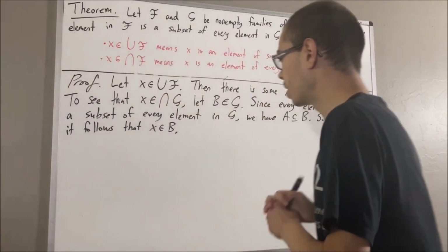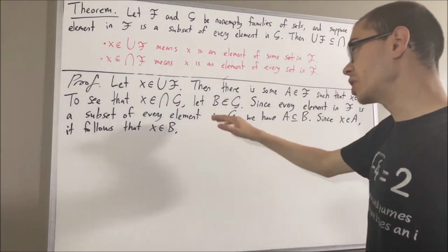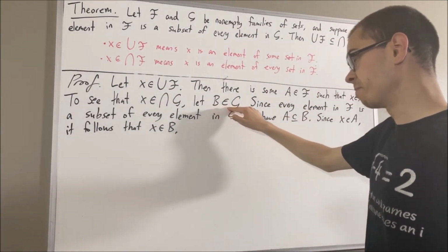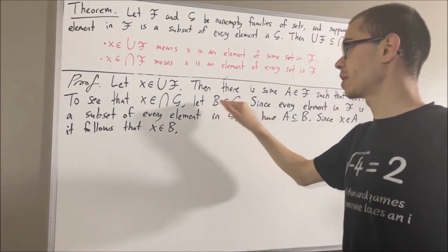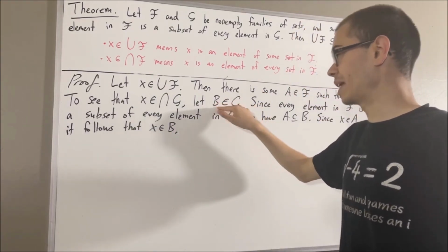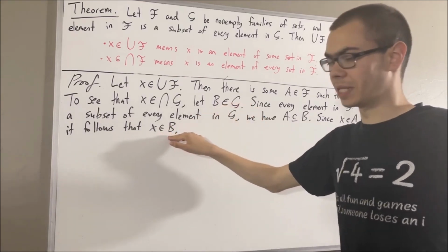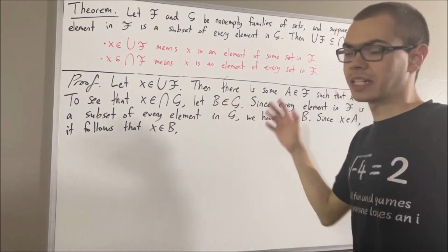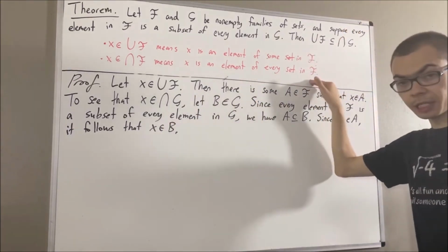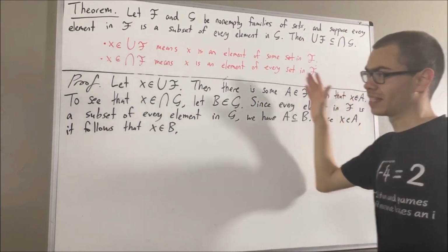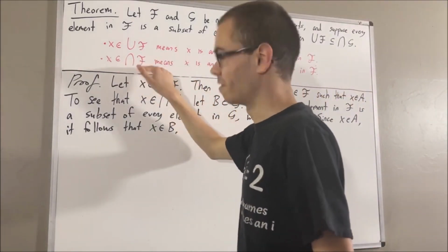Okay, so putting this together, we see that under the assumption B is an element of G, it follows that X is an element of B. Since B was arbitrary, this means for all sets B in G, X is an element of B. And that's another way of saying that X is an element of every set in G. So really, we have shown that X is an element of the intersection of G.